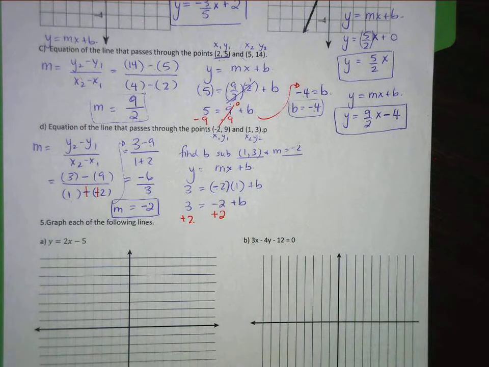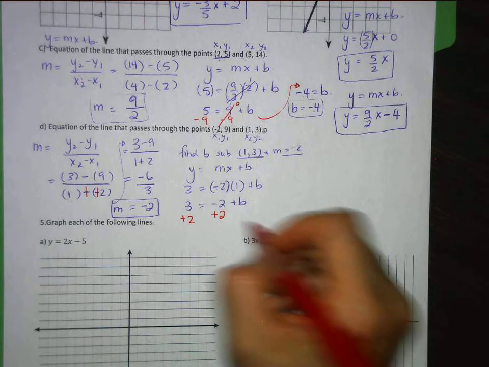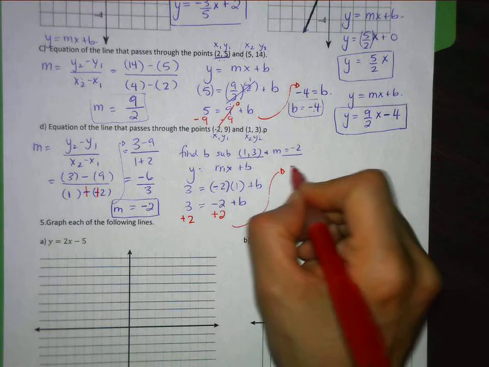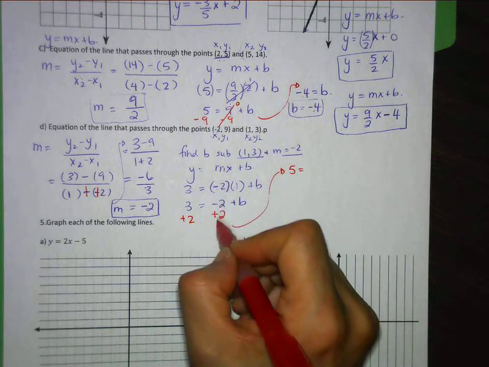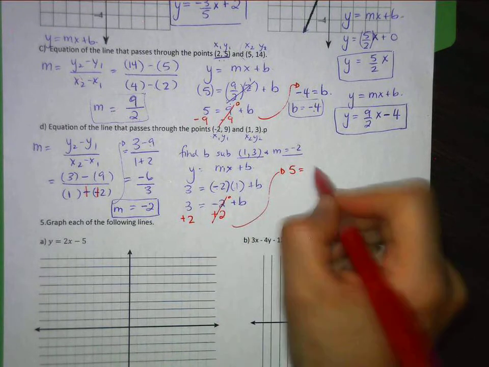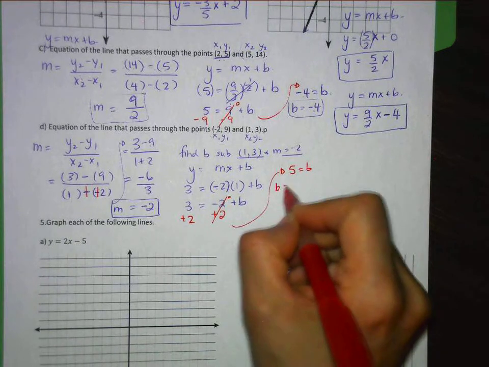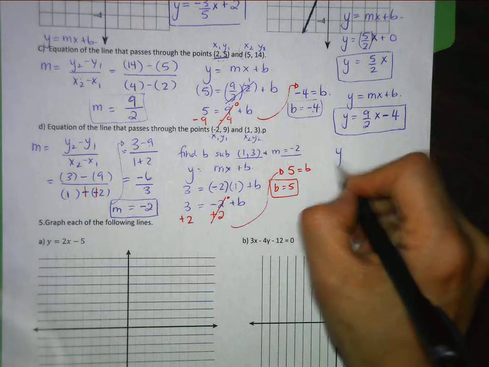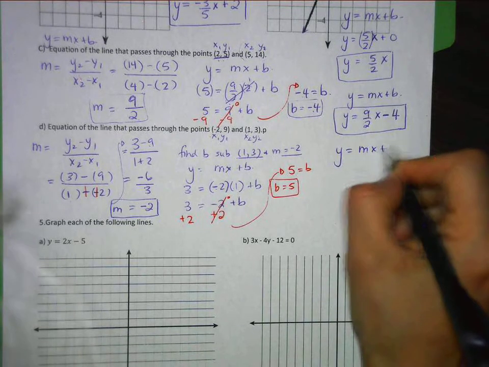Do that on both sides, and then do the math. And I'm left with 3 plus 2 is 5, negative 2 plus 2 is 0, and I'm left with b. So b equals 5. Put those two things together. I'll show brackets here because I actually have the room.